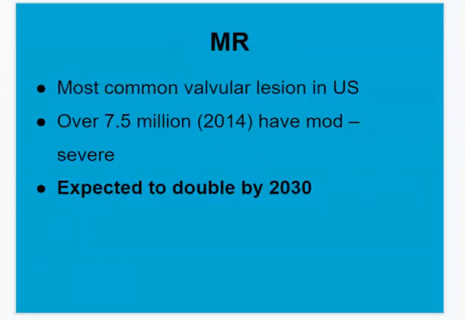It's the most common valvular lesion in the U.S., over 7.5 million. That was in 2014, so many more beyond that. And it's expected to double by the year 2030, so job security.